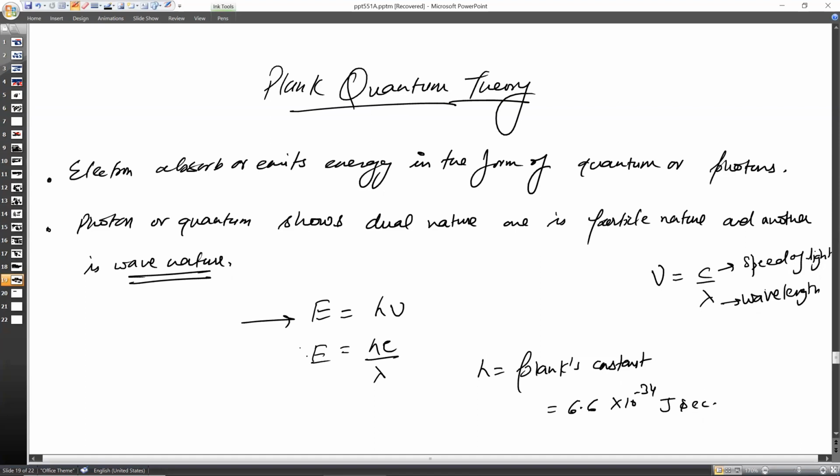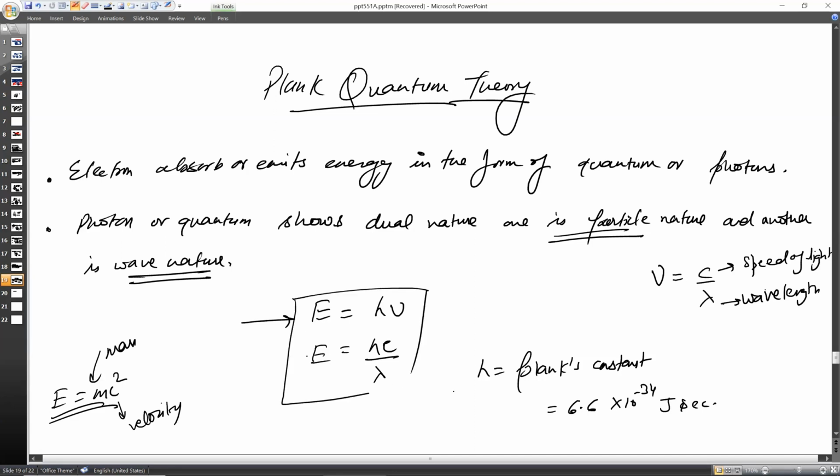And if I talk about this same energy in terms of the particle nature, it is given by E equals mc square, where m is the mass of the particle and c is the speed. We don't generally study E equals mc square in our syllabus. We just study the wave nature of this photon. Yes, sir. So noted this one. Next.